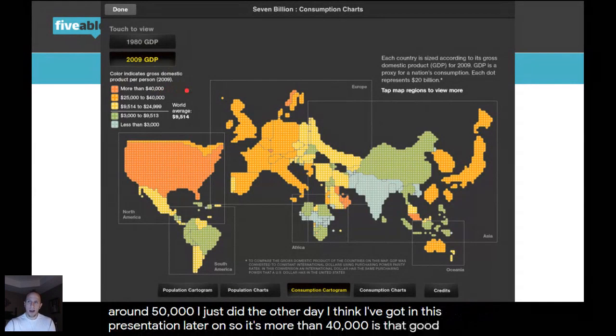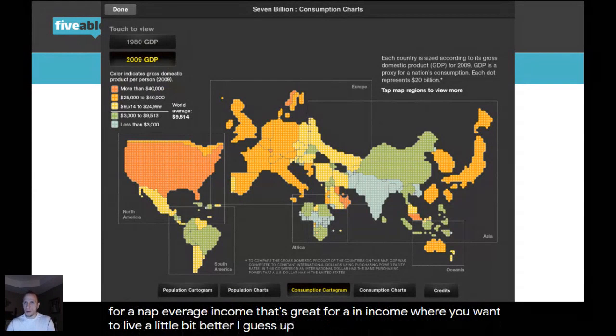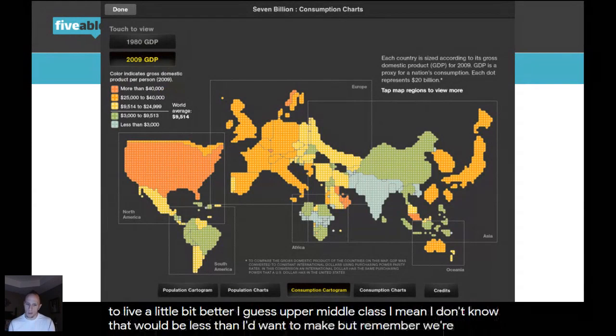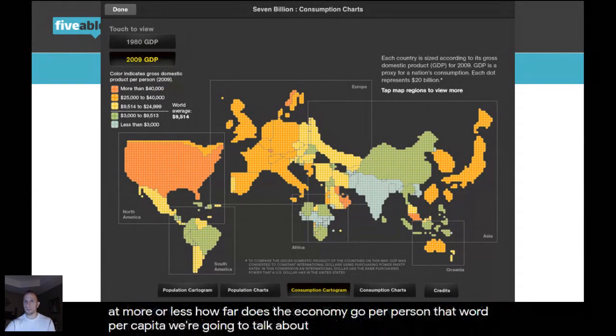Is that a good income? Depends on what kind of lifestyle. For an average income, that's great. For an income where you want to live a little bit better, I guess upper middle class, I don't know. That would be less than I'd want to make. But remember, we're looking at more or less how far does the economy go per person. That word per capita we're going to talk about.